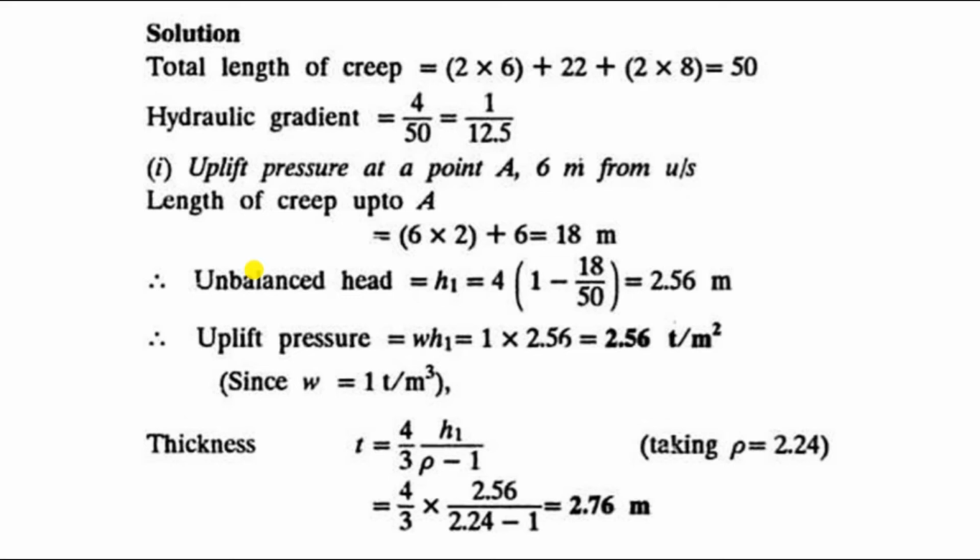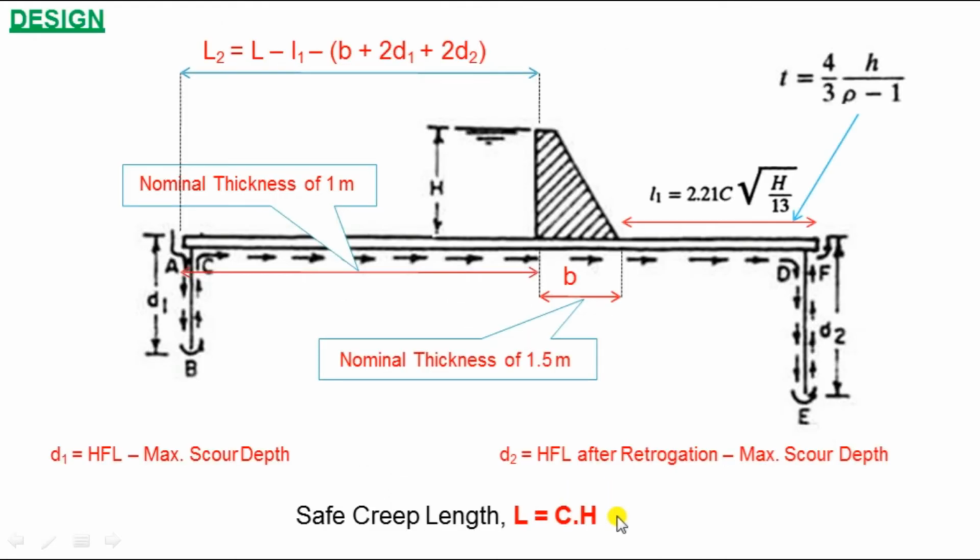Thickness of floor is equal to, we can use the factor of safety 4 by 3, as I previously said, 4 by 3 into H1 upon rho minus 1. For sand, rho is equal to 2.24, unless otherwise specified in the data. 4 by 3 multiplied by 2.56, H1 upon rho minus 1, 2.24 minus 1. So the thickness value is 2.76. So at that point we have to take a thickness of 2.76 meter.